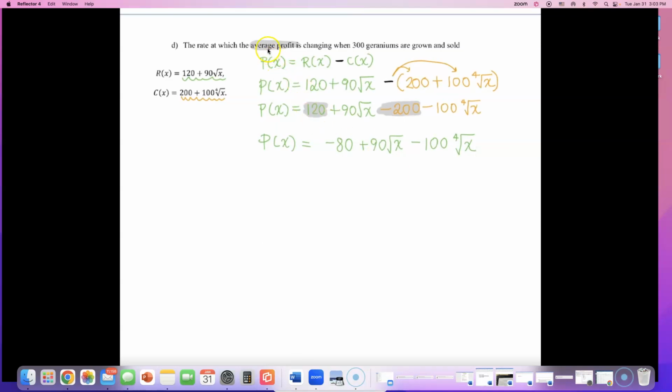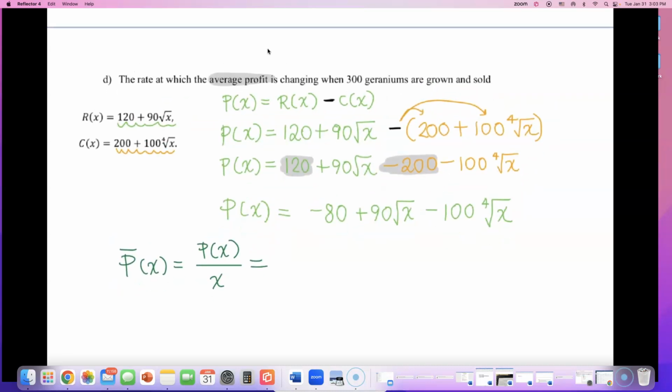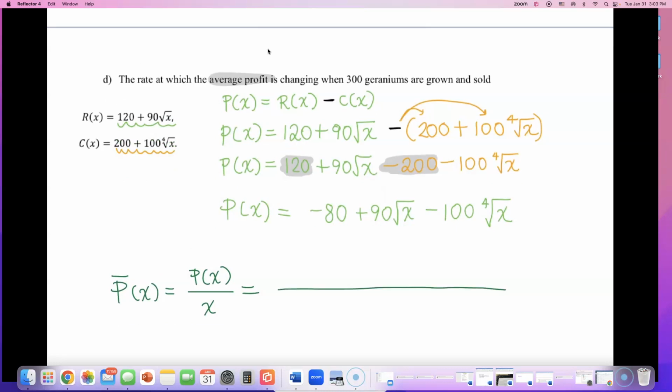See, we're trying to find the average profit. So guess what we do? We're going to divide this profit function by x. So average profit is dividing the total profit by x. So the average profit function is going to be, let's see, a long fraction bar, negative 80 plus 90 times square root of x minus 100 times 4th root of x all over x.